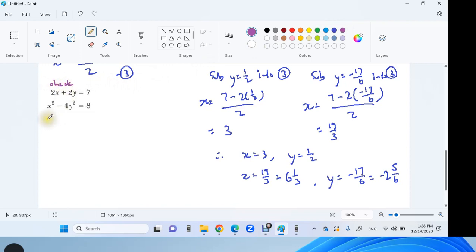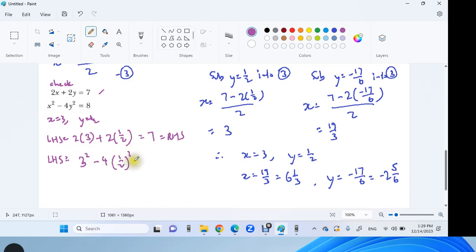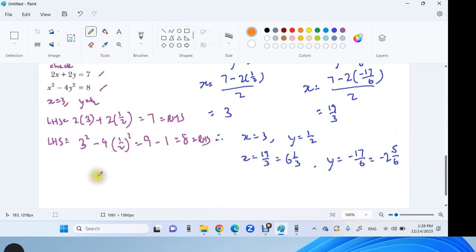If x equals 3 and y equals half, for the left hand side of the first equation, 2 times 3 plus 2 times half gives 7. This is equal to the right hand side, so this one is correct. For the second equation, the left hand side is 3 squared minus 4 times half squared, which is 9 minus 1, so 8. That is the right hand side. This is correct.